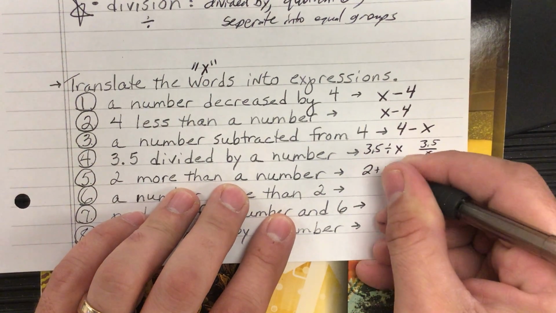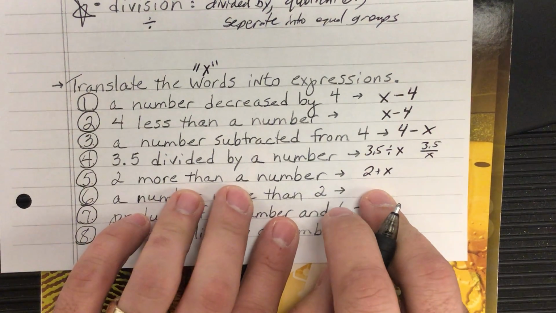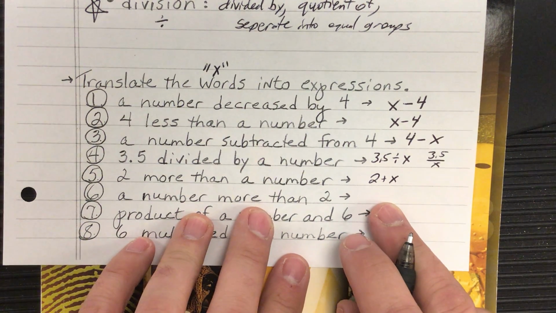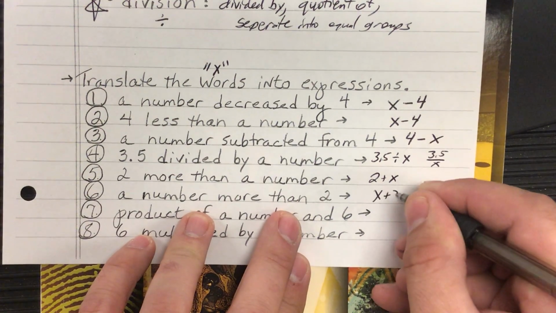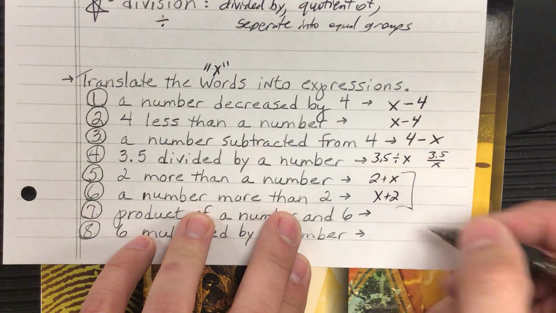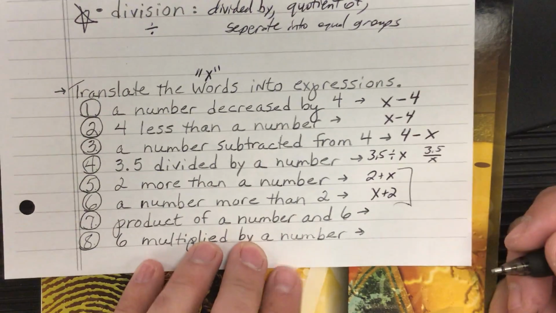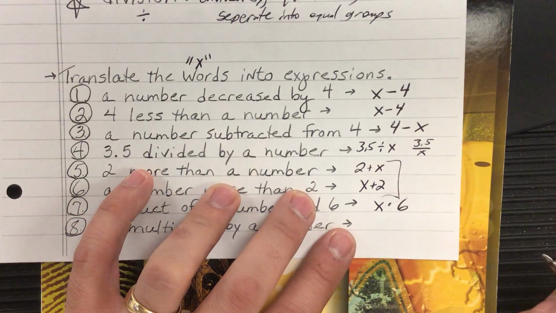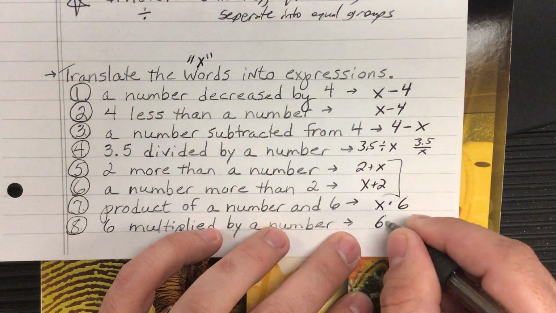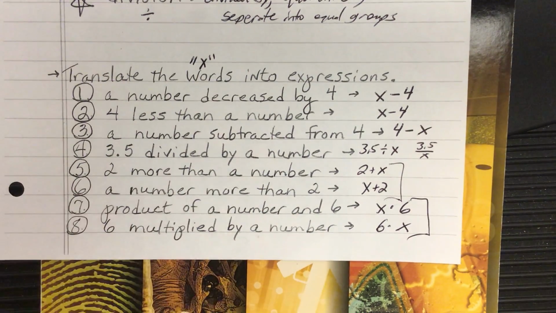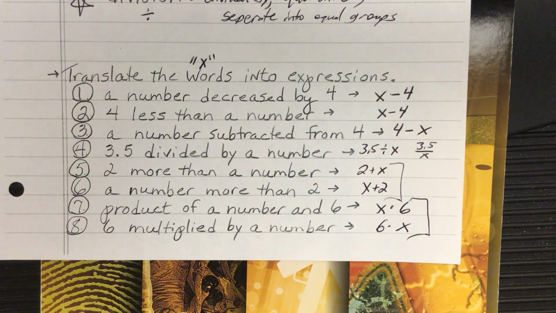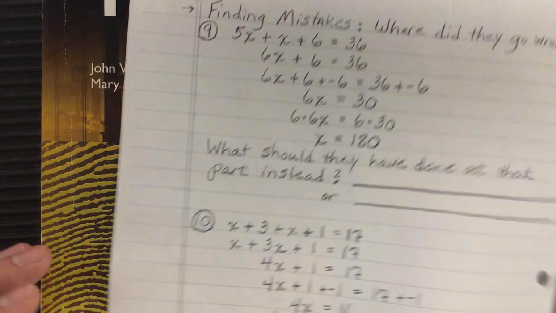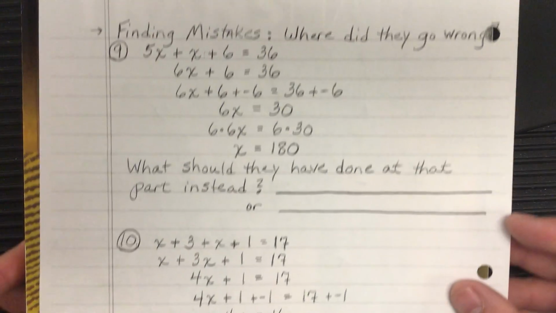Okay, now this one, the order doesn't matter because it's adding. X plus 2 would be fine. A number more than 2. X plus 2. Again, the order doesn't matter on that one. Adding. The product of a number and 6. X times 6. Again, order doesn't matter. 6 multiplied by a number, order doesn't matter. So you can see adding and multiplying are a lot easier. Don't have to worry about the order. Subtracting, dividing, be careful.